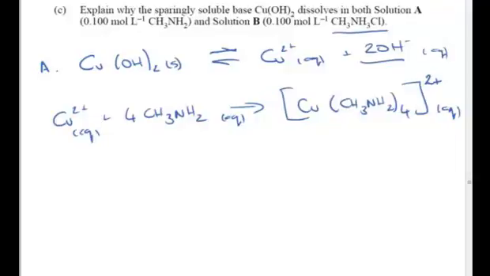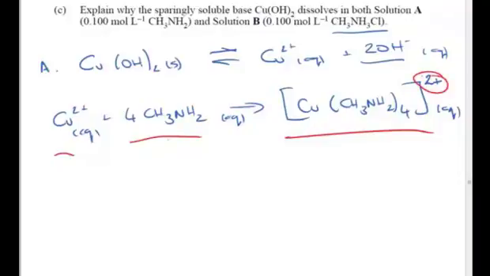Okay, and the equation you should be able to write for it obviously is copper coordinating with 4 methylamines, and we get this complex down the other side. Make sure you write it correctly, get the charge correct. Obviously this is a neutral molecule over here, therefore the 2 plus charge will still be there on the other side.